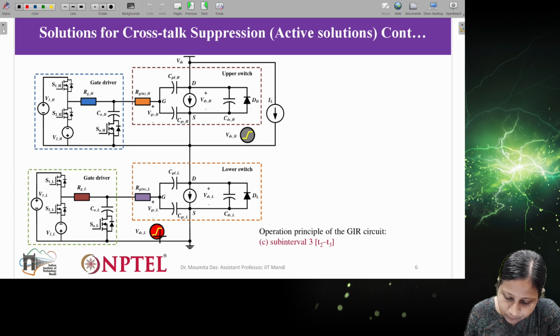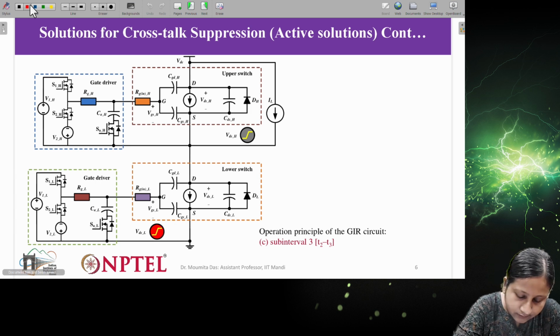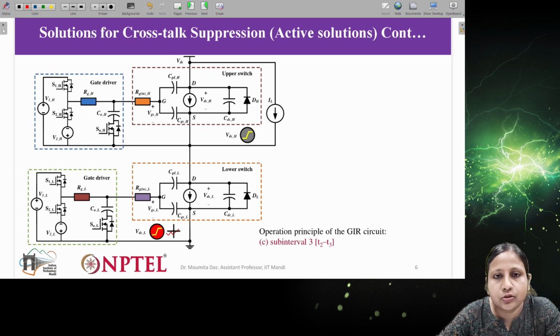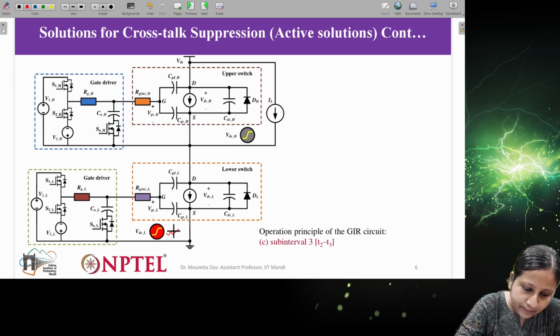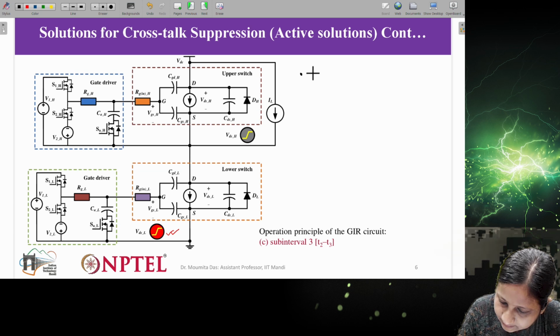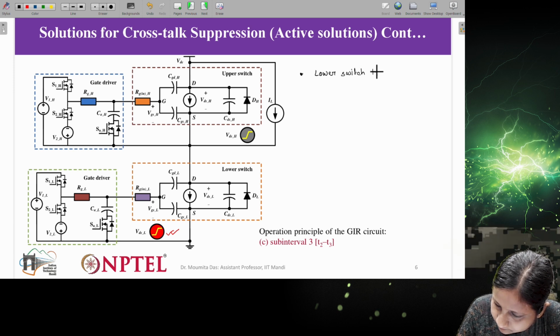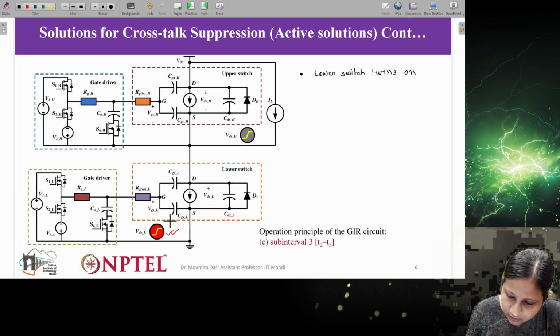So this turning on signal is provided here. You can see here, this is the signal which is given to the gate of the lower switch. So this particular signal you can actually see here. Now the upper switch is not on in this condition. Now what will happen? In this case, the lower switch, how will it be turning on?